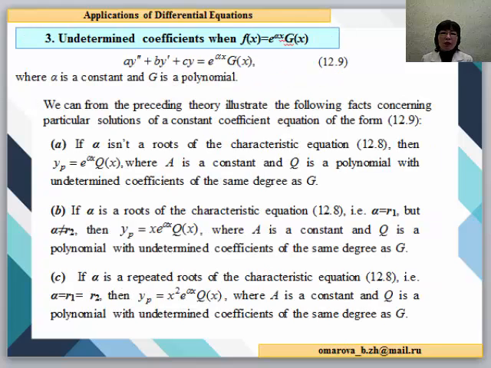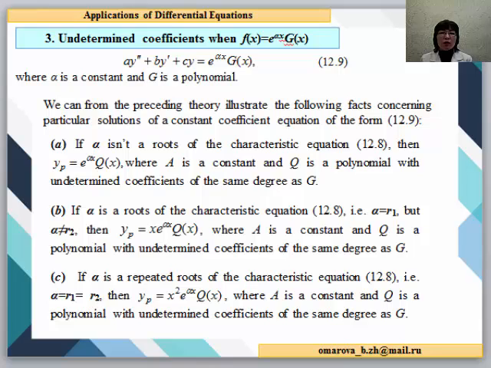Let's consider the third part of our lecture, undetermined coefficients when the function f of x is equal to an exponential function times a polynomial. Let's consider the constant coefficients equation in the form 12.9, where alpha is a constant and g of x is a polynomial. From the preceding theory we can illustrate the following facts concerning a particular solution of a constant coefficient equation of the form 12.9.